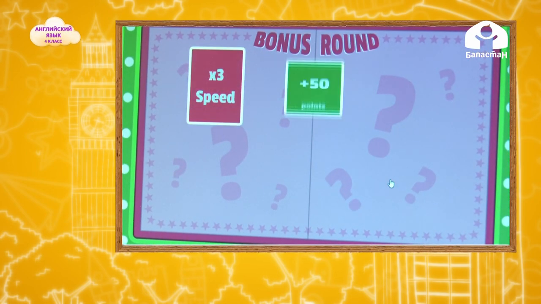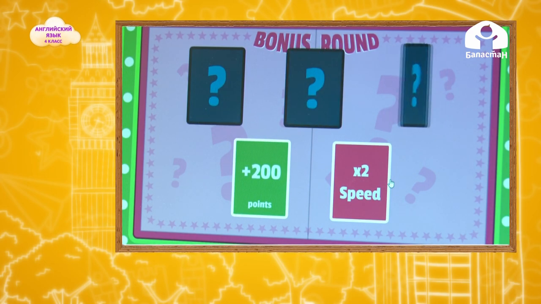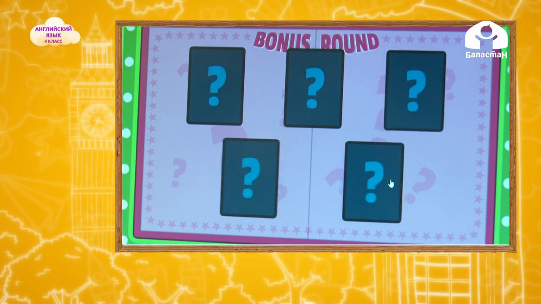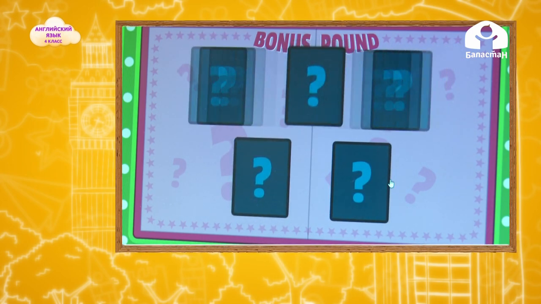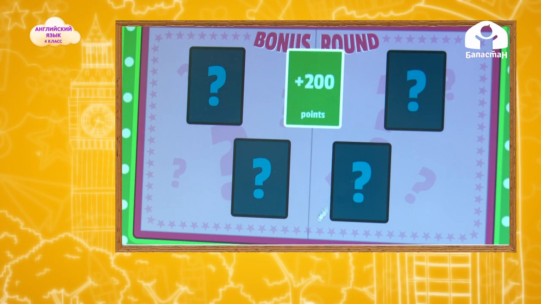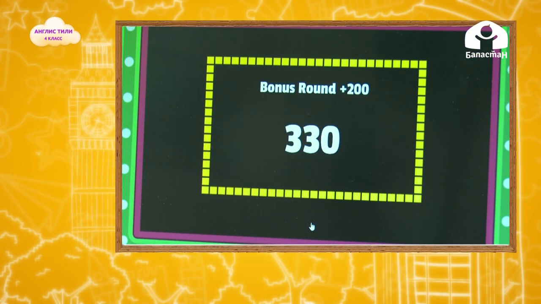Wow, now we have a bonus round. Remember, cards. What do you think? Where is the bonus? Let's choose this. Yes, we got 200 points.